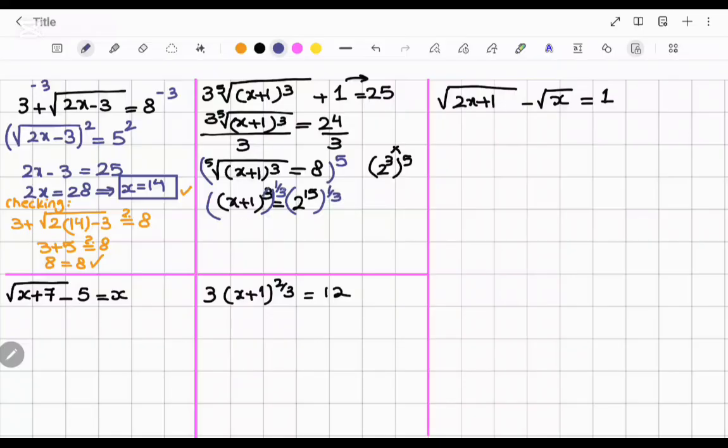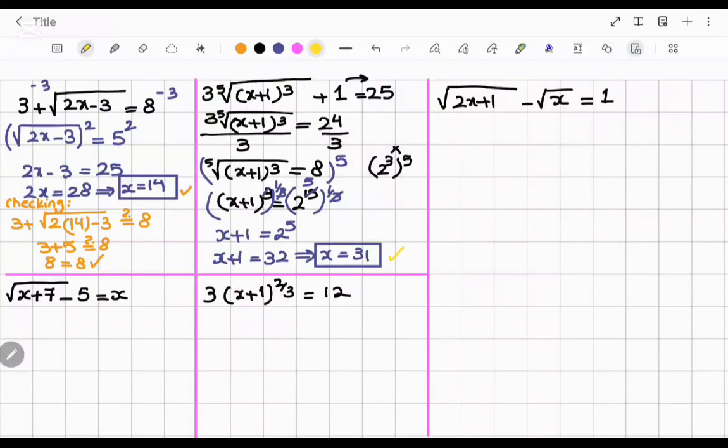So this and this will just get simplified, and x plus 1 to the power of 1 is equal to 2 to the power of 15 over 3, and 15 and 3 are also going to get simplified. It's going to be 2 to the power of 5. 2 to the power of 5 is going to be 32, and then x is going to be 31. After this, I would check my solution, and I would see that it's going to work in my original question. So this was another example.